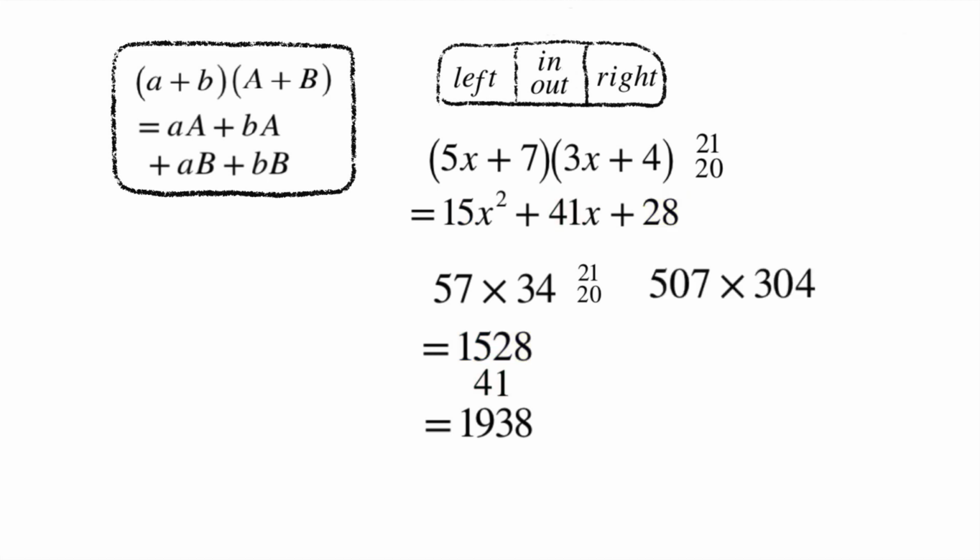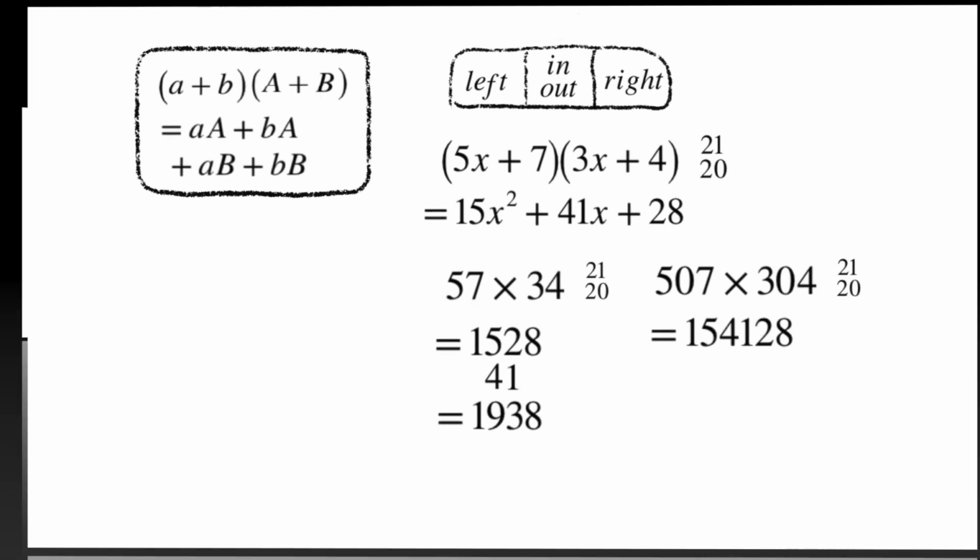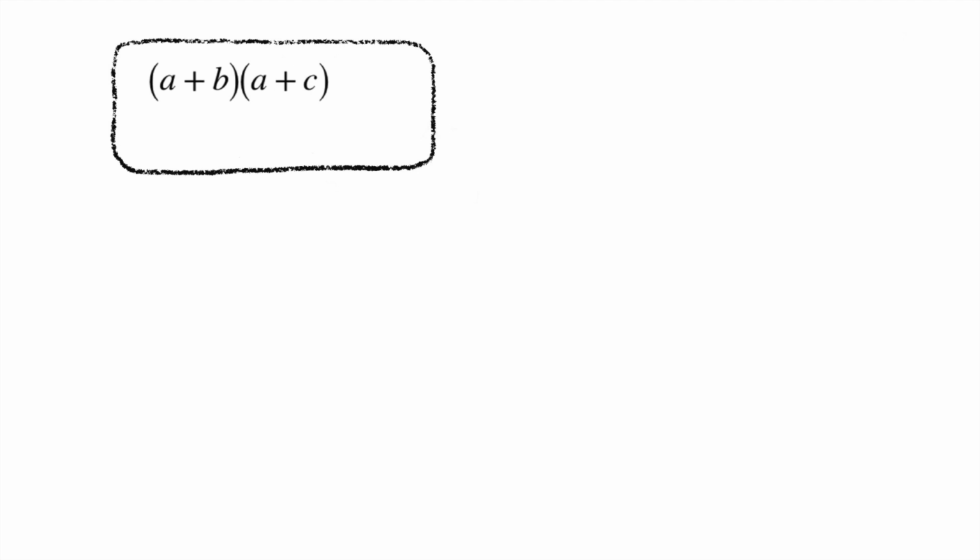Once again, left left, in, out out, and the sum. Then write right. We'll use this property later. Next formula.